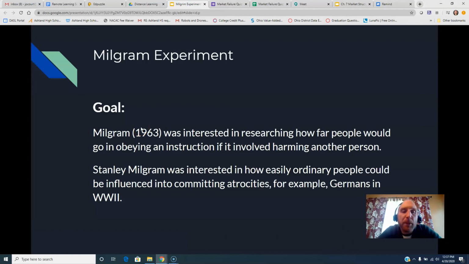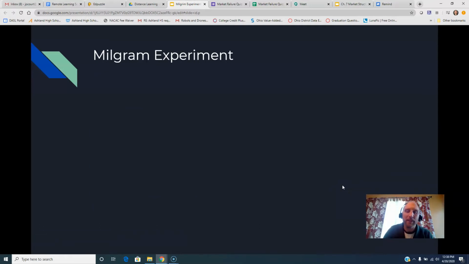So again, the goal of this experiment: Milgram is a psychologist who is interested in how far people would go in obeying an instruction if it involved harming another person. And again, it was the Holocaust that inspired him, with all of these Nazi soldiers who said they were just following orders. Is there something unique about Nazis and Germans that allowed them to follow such terrible orders? Or are all humans, even Americans, subject to doing what authority figures tell us to, even if we might think it's wrong? So again, he's interested in how easily ordinary people could be influenced into committing atrocities, for example, like the Germans did in World War II.